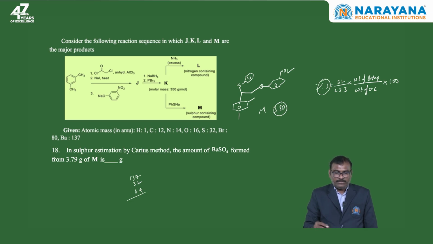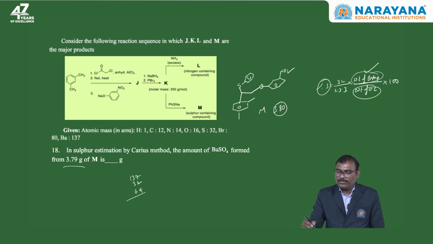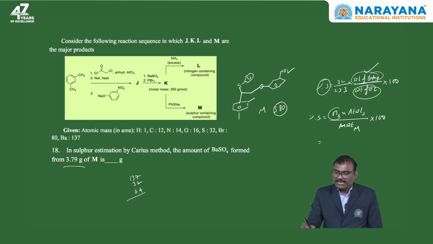Okay, we have to find out this one only. Already they have given the weight of the organic compound. I want only the percentage of sulfur. Percentage of sulfur is equal to the number of sulfur atoms into atomic weight of sulfur by the molecular weight of the compound into 100. Say yes or no. The number of sulfur present is 1, atomic weight is 32, molecular weight 380, into 100. After doing so, I got 8.42 percent of sulfur present.